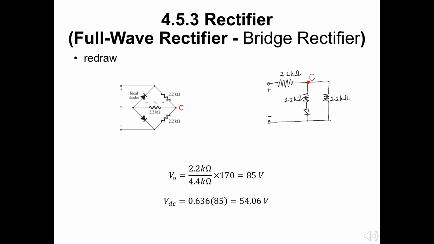Firstly, we need to sketch the VO from Figure 7.7. By considering the point C as the node, we can redraw this circuit. From the idea of full wave rectifier at the pulse half cycle. After that, we can solve the VO and the VDC.